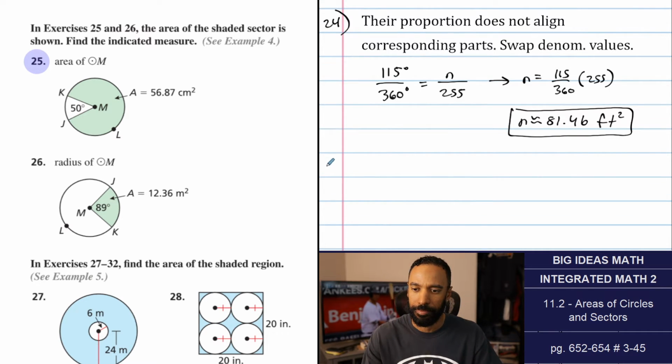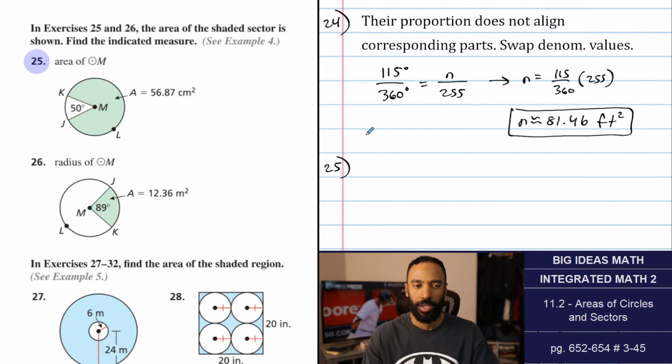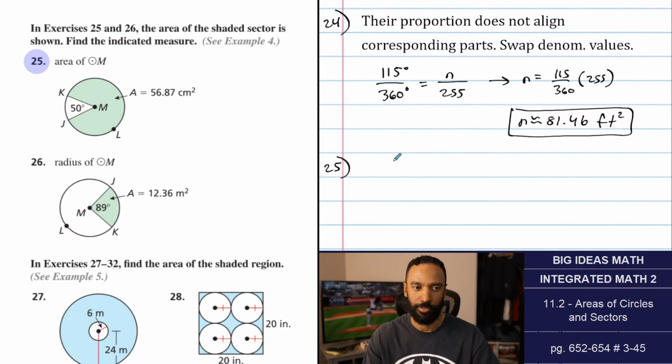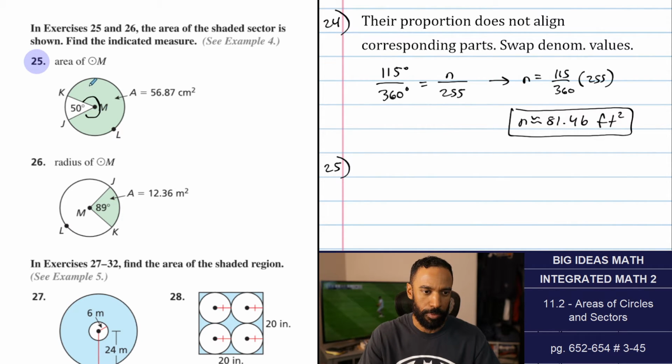Number 25. In exercises 25 and 26, the area of the shaded sector is shown. Find the indicated measure. So this time they give you the sector. We're working off that. I'll still build the proportion from before. We need to find the area of circle M. This part's 50 degrees, which means this other part is going to be 310 degrees. Remember, they have to add to 360.